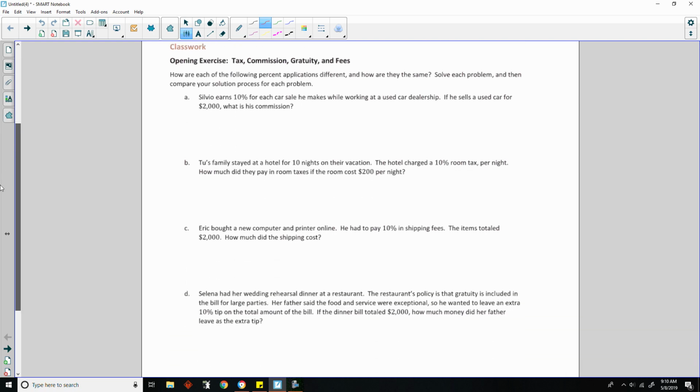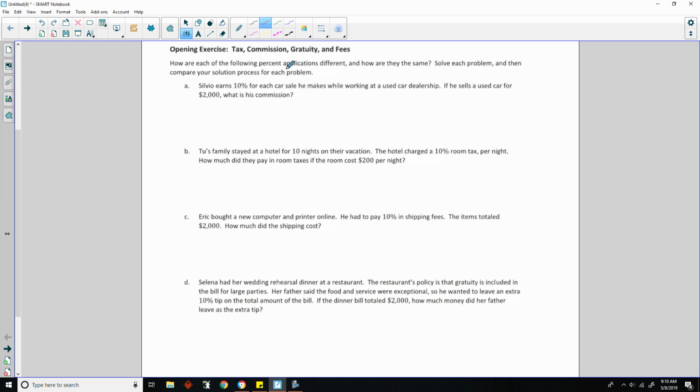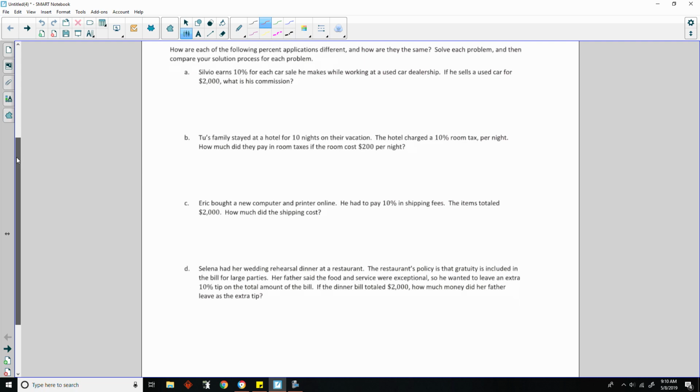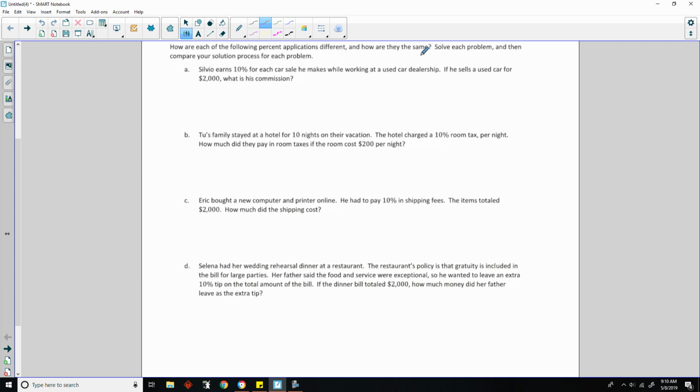Okay, so it starts off with a classwork opening exercise. Tax, commission, gratuity, and fees. How are each of the following percent applications different, and how are they the same? Solve each problem, and then compare your solution process for each problem. We are going to use the equation of some quantity equals some percent times a whole.